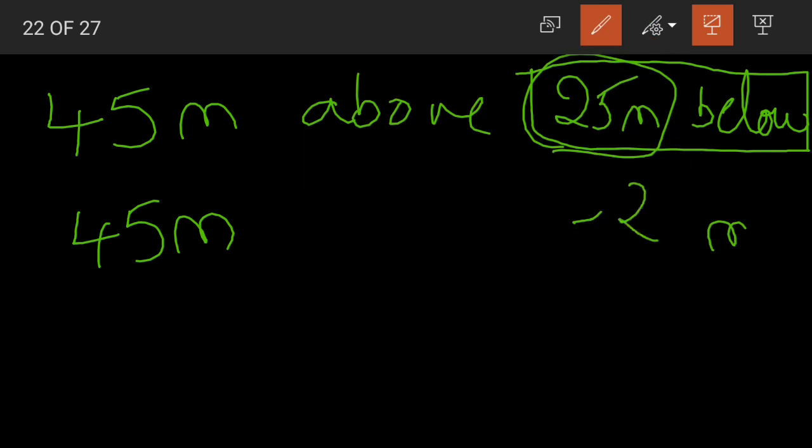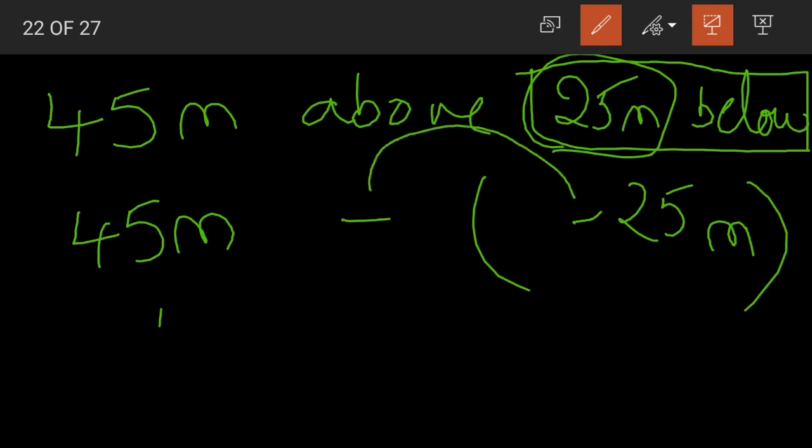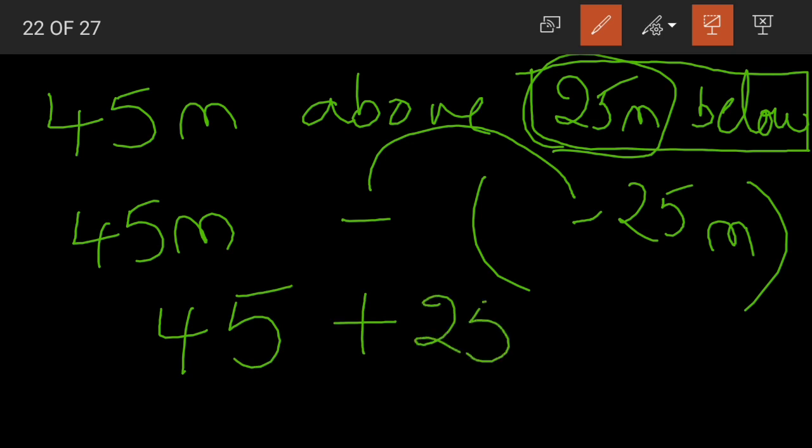It will be represented as minus 25 meters. Now what is it asking in the question? They are asking you the difference between the two. Difference means subtraction, right? So 45 meters minus of minus 25 meters. When both the signs are same, the answer will be positive. 45 plus we have 25. What is 45 plus 25? 70, right?